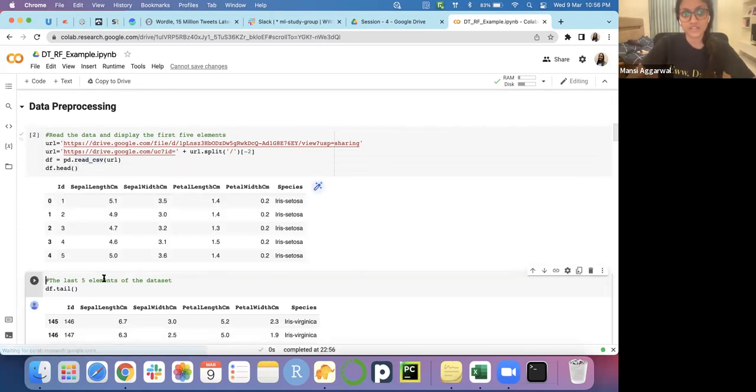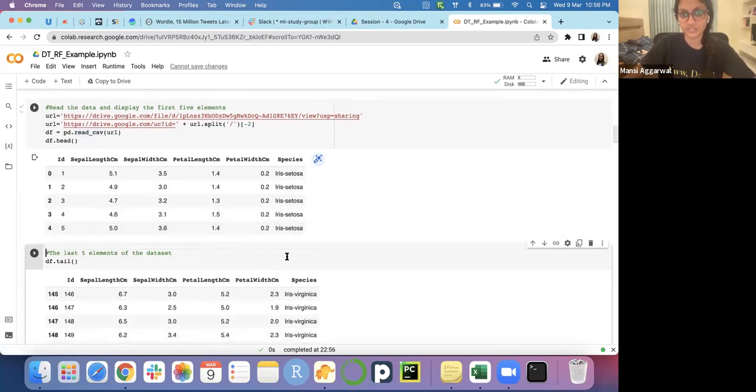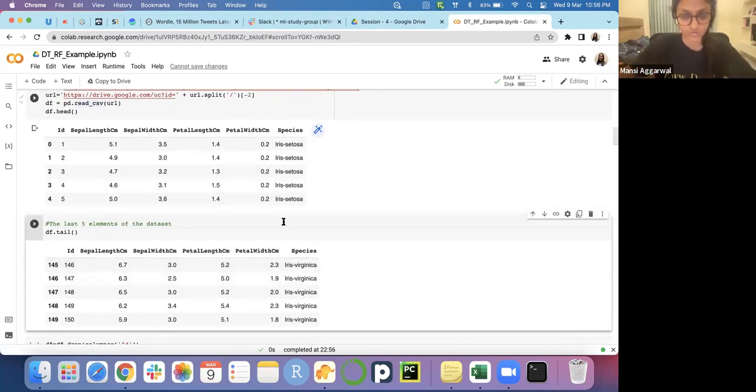So we'll run this, and we can see 5 features in our particular data set. That is the sepal length and width in centimeters, petal length in centimeters, petal width in centimeters, and finally the species, Iris setosa. Here we can see only setosa. If you want to see the last 5 elements of the data set, you type df.tail.